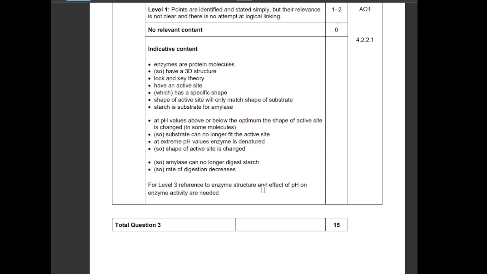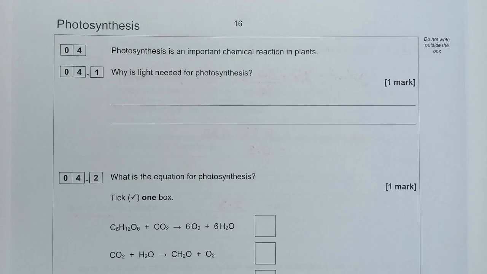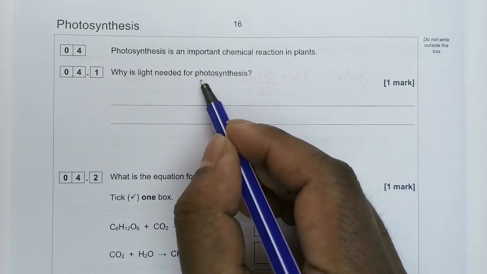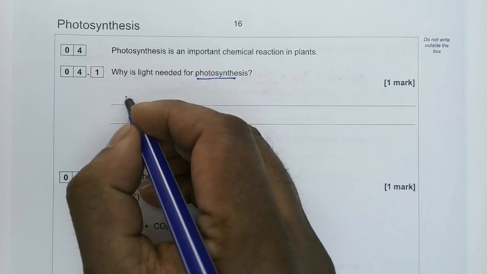So let's move back to question 4 now. Question number 4 is on photosynthesis. Photosynthesis is an important chemical reaction in plants. Why is light needed for photosynthesis? So remember, photosynthesis in terms of chemistry, it's an endothermic reaction.